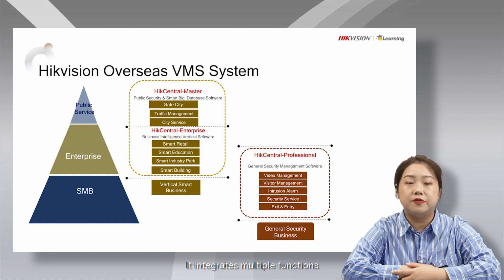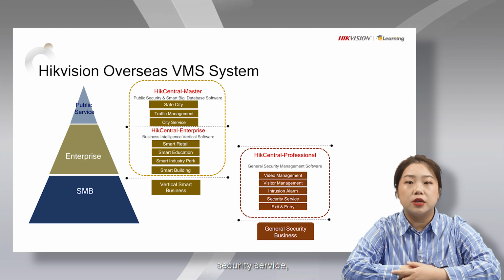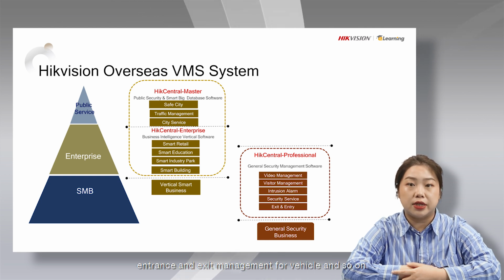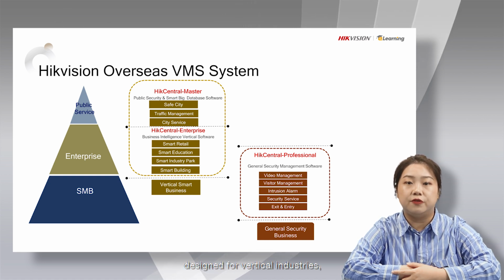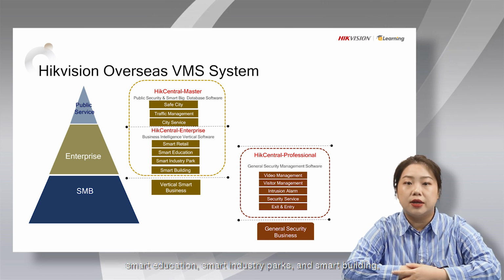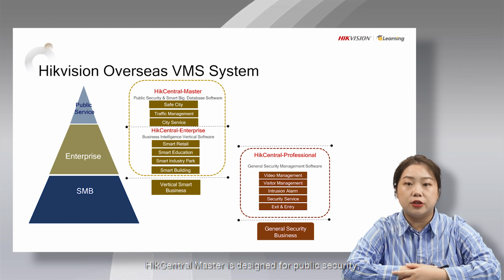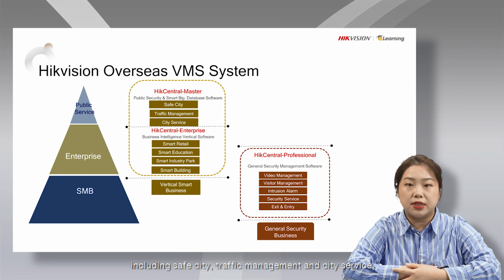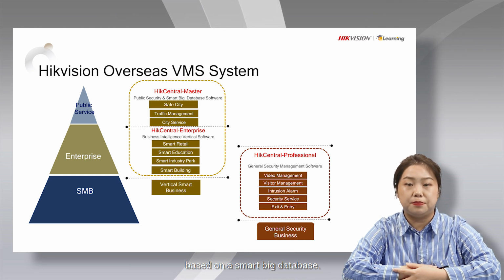It integrates multiple functions including video management, visitor management, intrusion alarms, security surveys, entrance and exit management for vehicles, and so on. Hik-Central Enterprise is designed for vertical industries such as smart retail, smart education, smart industry parks, and smart building, according to their specific demands for security. Hik-Central Master is designed for public security, including safe city, traffic management, and city service, based on smart big database.